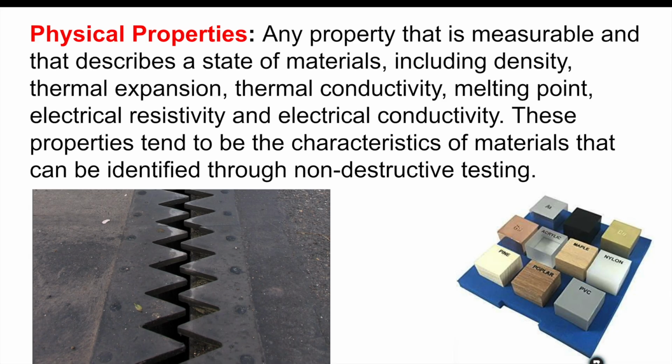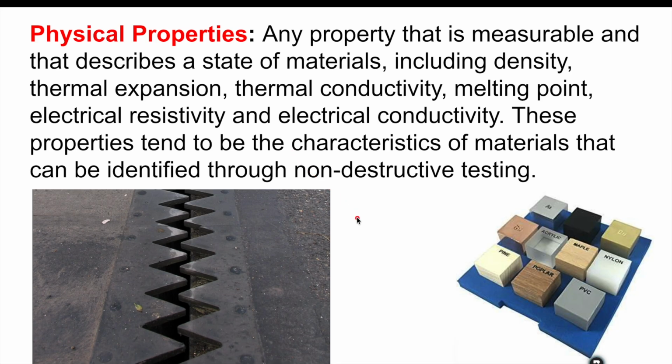We have physical properties. So this is a property that is measurable, that describes the state of a material, including density, thermal expansion, thermal conductivity, melting point, electrical resistivity, and electrical conductivity. These properties tend to be the characteristics of materials that can be identified through non-destructive testing. And we're going to go through each of these when we talk about physical properties in a separate lecture.